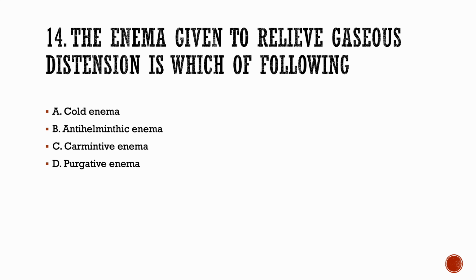14th question, the enema given to relieve gaseous distension is which of the following? Option A, cold enema. Option B, antihelminthic enema. Option C, carminative enema. And option D, purgative enema. And the answer is option C, carminative enema.